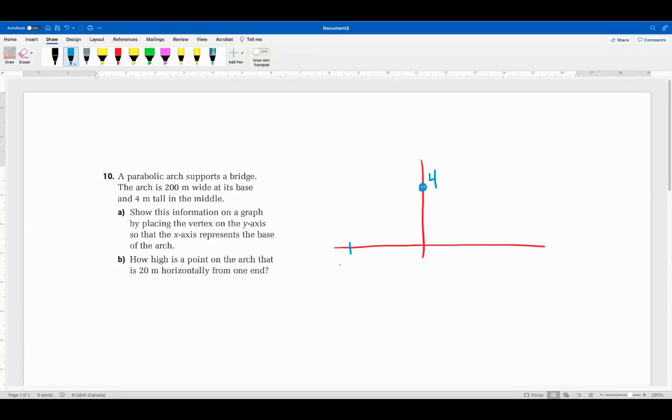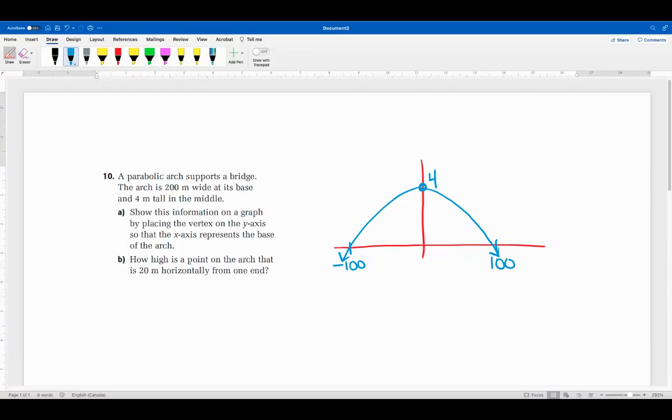200 meters wide, so I know it has to be 100 meters this way and 100 meters this way. Total distance should be 200. And, oh, that's an ugly parabola. Maybe something like that would be okay.